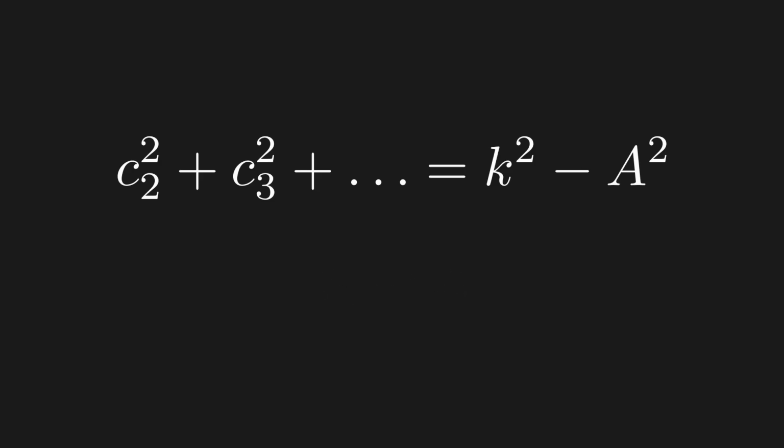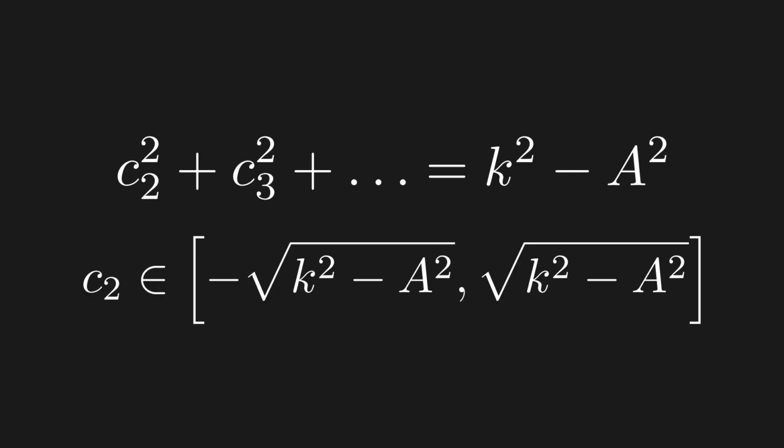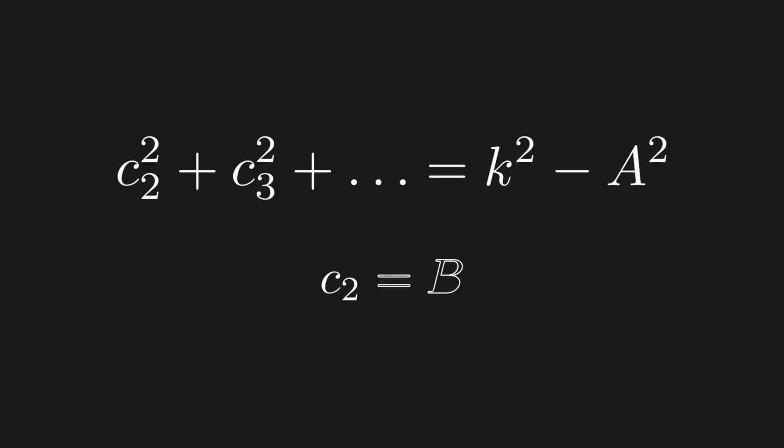Now, what values can we choose for c2? Well, our logic stays the same. We can choose any real number for c2, except now we just need to make sure that c2 squared is less than k squared minus a squared. In other words, the choice for c2 is any number between these two values inclusive. Again, let's assume we stay away from the boundaries of this range and choose a value b for c2.